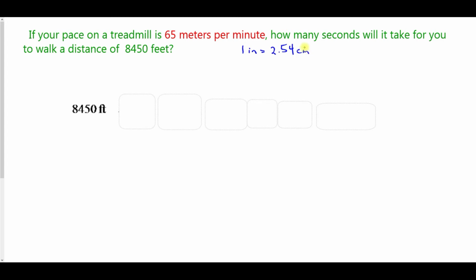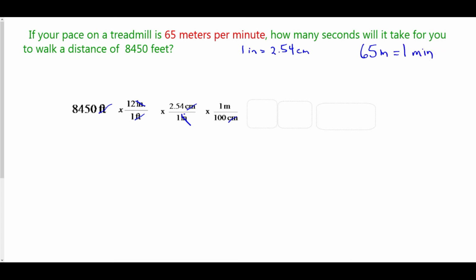Now I have feet, so I need to get it to inches, so I'm going to use that common value, 12 inches for 1 foot. And now that I have inches, I can use my conversion to get it to centimeters. I also need to get to meters, so I'm going to use the centi. So I have meters, but I need to know time. And so I need equality is 65 meters equal 1 minute.